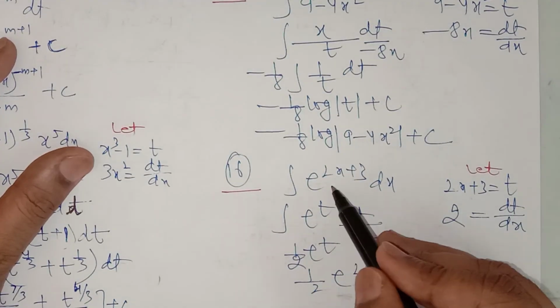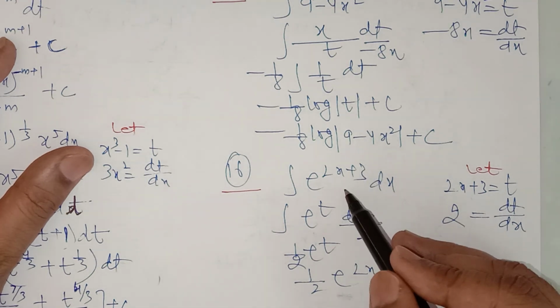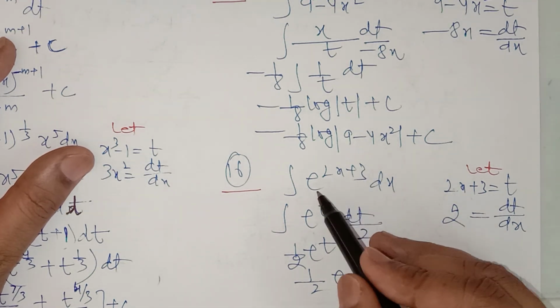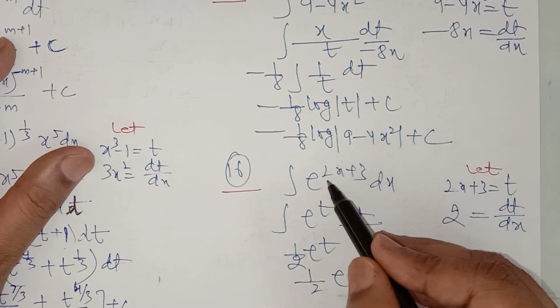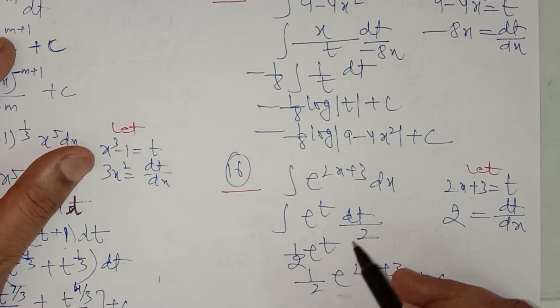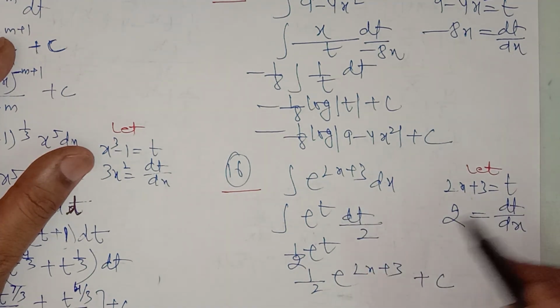In question number 16, the integration of e to the power 2x plus 3 you can do directly, as we have discussed in the beginning of the first exercise. The direct integration of e to the power 2x plus 3 is divided by the derivative of 2x plus 3, which is equal to 2. But if you have to do it by substitution, let 2x plus 3 equal to t and proceed.